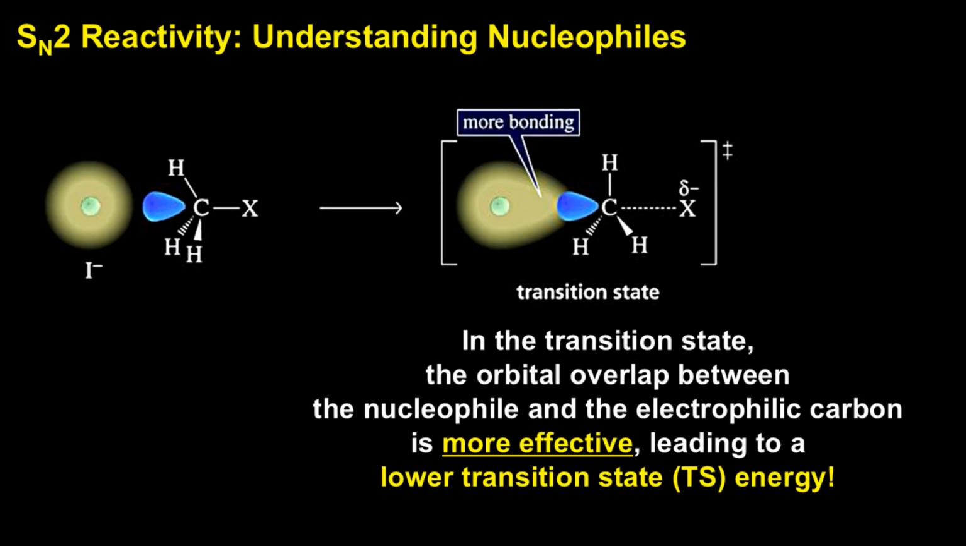Now let's look at iodide. It's much bigger, and way more polarizable. Its electron cloud is soft and flexible. That makes it easier to line up with the electrophilic carbon. So the transition state becomes more stable, which lowers the energy and helps the reaction move faster. That's why iodide is a much better nucleophile than fluoride in SN2. Its polarizability really boosts the reaction speed.